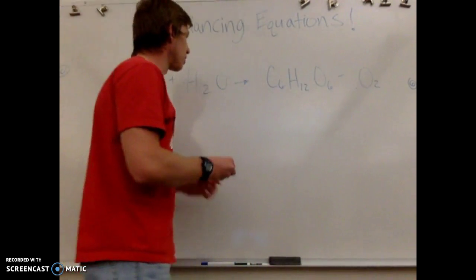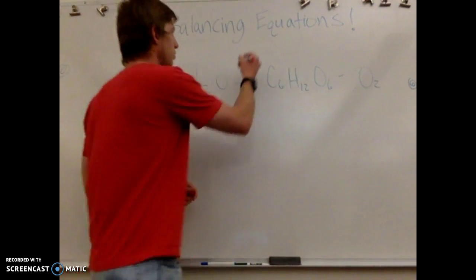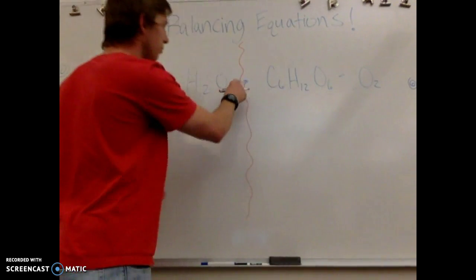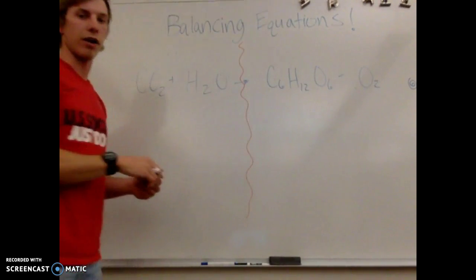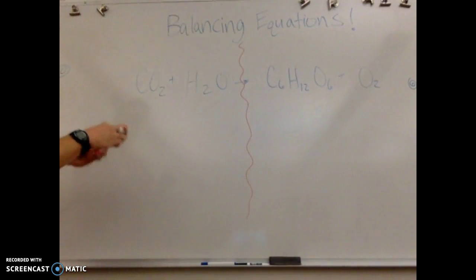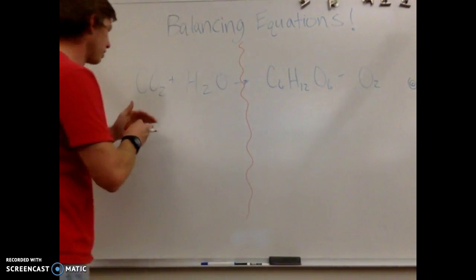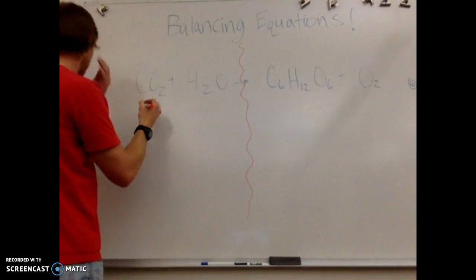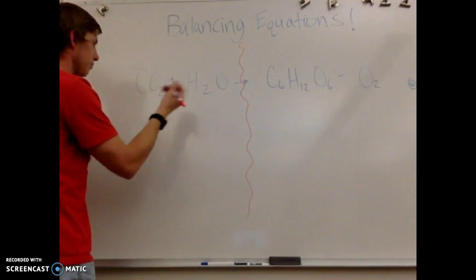So let's get to it. Also, sometimes when balancing an equation, it's nice to just draw a line between where the arrow is, just to keep your sides separated. So like always, we're going to start by counting each individual atom on each side.